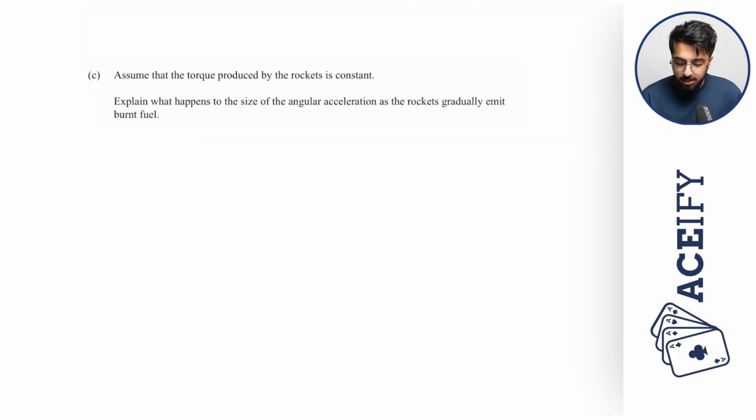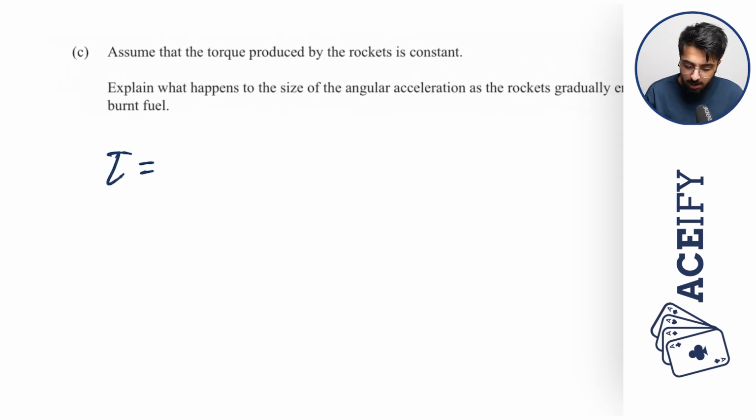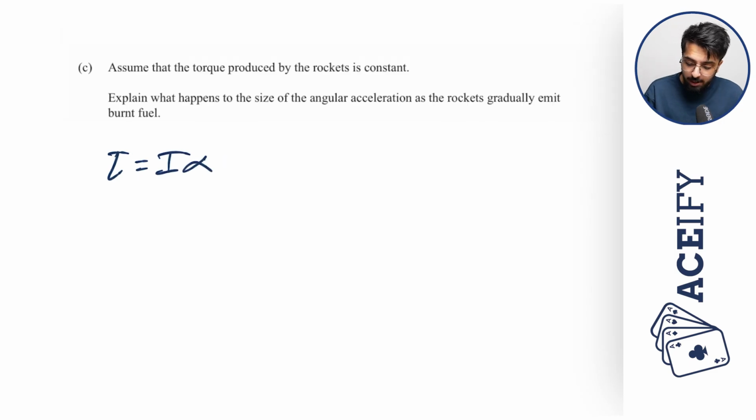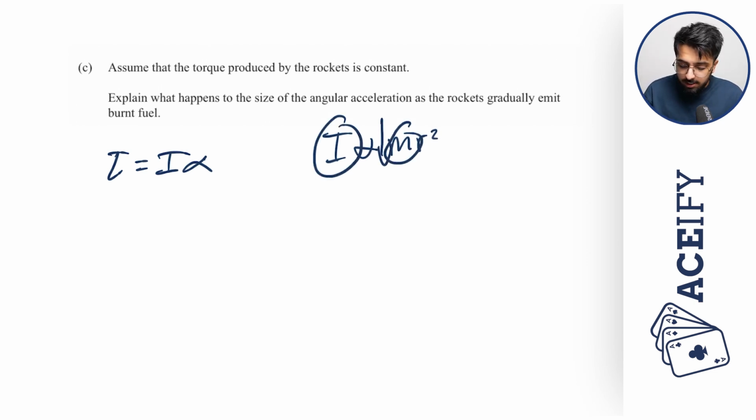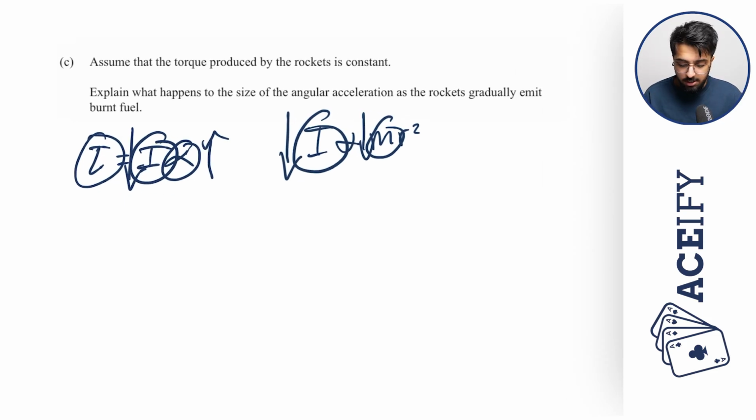Assume that the torque produced by the rockets is constant. Explain what happens to the size of the angular acceleration as the rockets gradually emit burnt fuel. As we know, torque is equal to I alpha, and we also know that our rotational inertia is directly proportional to our mass times our radius squared. As the spaceship continues to burn fuel, the mass of the spaceship is going to decrease, and therefore our rotational inertia is going to decrease. So even though the torque produced by the rockets is constant, if our rotational inertia decreases, our angular acceleration must increase. And you can write that in.